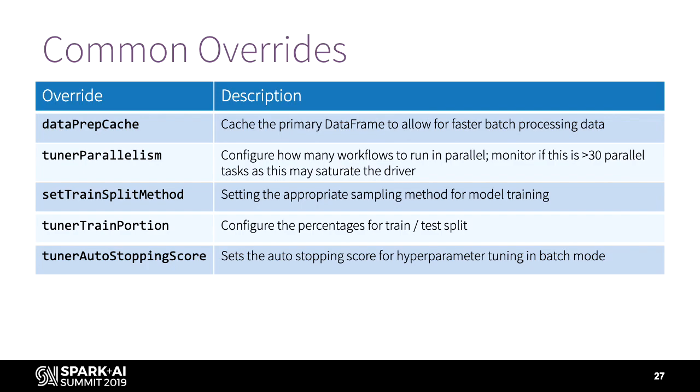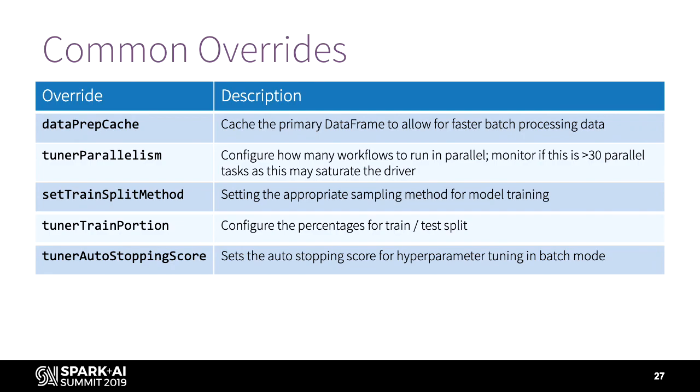So like I said, there's a vast list of configurations that you can set and that are set for you. But these are just some common overrides that are recommended moving forward. The first one is the data prep cache. This is going to cache your primary data frame for faster batch processing. So you won't have to create it every time. It will be cached in memory. So again, you can easily pull that quickly.